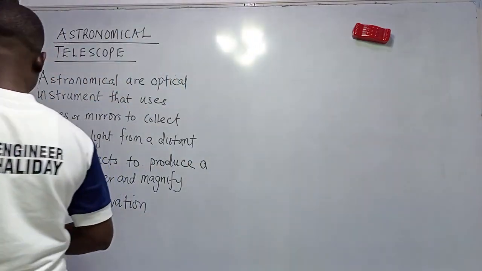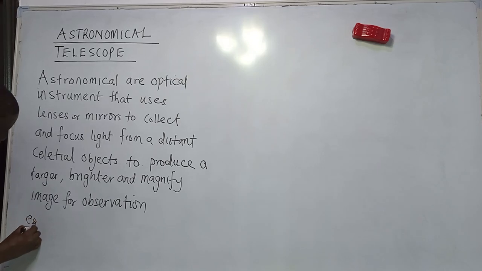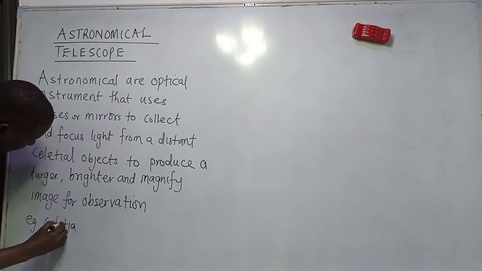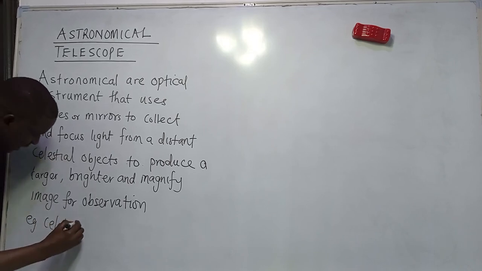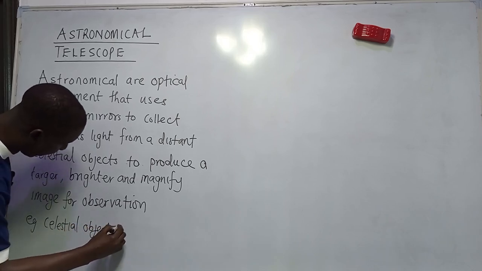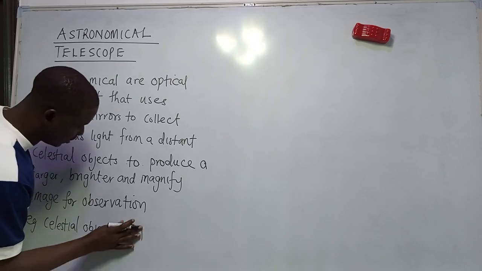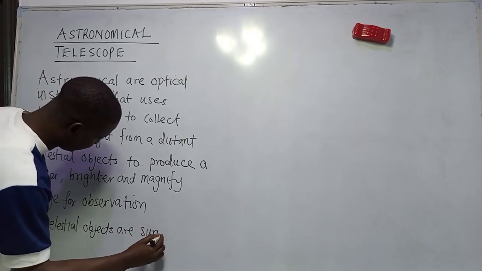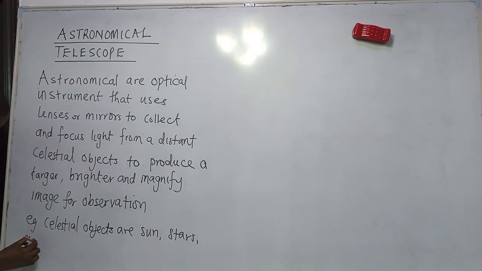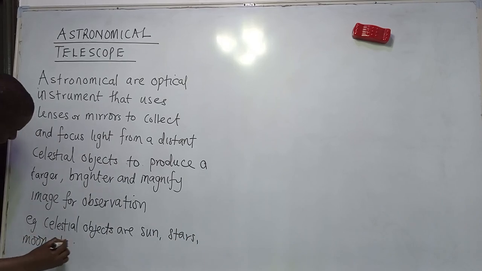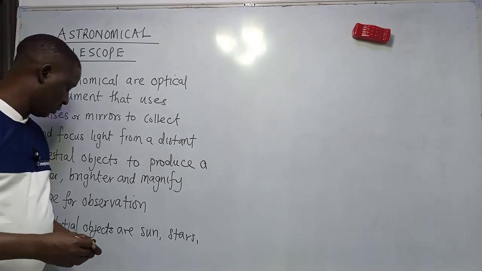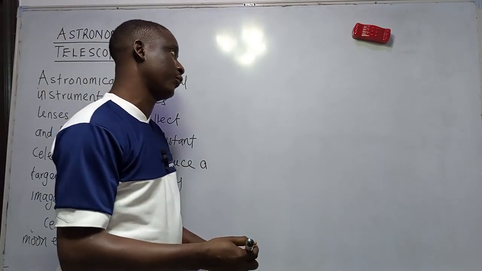When I mention celestial objects, we are giving examples: the sun, the stars, the moon, and so forth. So celestial objects are the stars, the moon, and the sun, and so on.